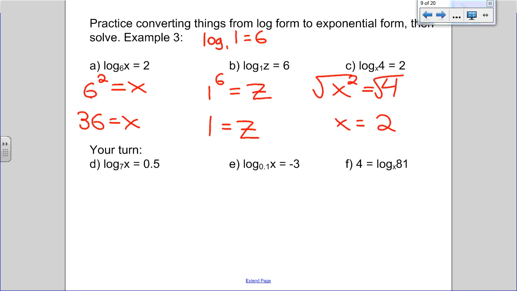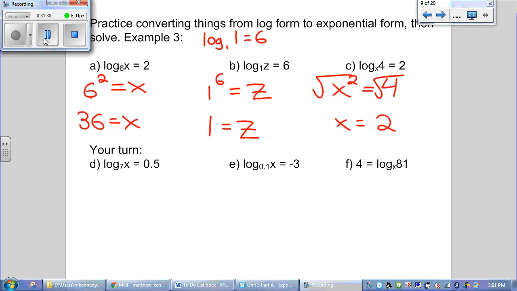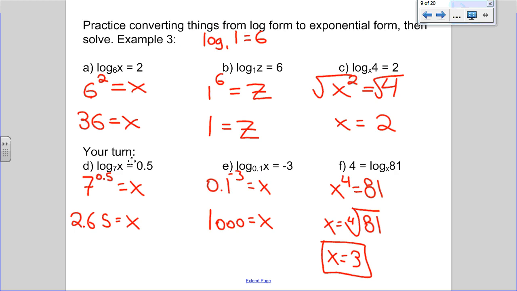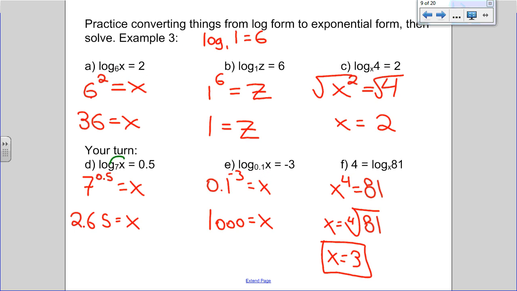Log 7x equals 0.5. I'm going to rewrite that as an exponent because it's part of the log that I'm looking for. When it's part of the log I'm looking for, it's better to be in exponential form. You're not going to get a question that says change this to exponential form. You're going to just have to know that if I'm looking for something that's in my log statement, I need to change it. And vice versa, if I'm looking for something that's my exponent, I need to change it into log form. Knowing the purpose of what you're doing will make it easier to think about how to do questions. That's 10 to the power 0.5 equals x. Put that in your calculator to get 2.65.